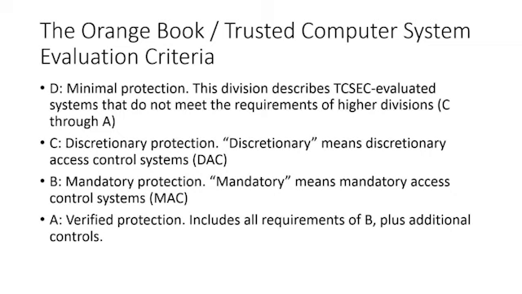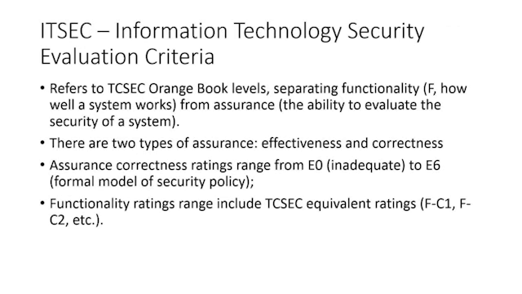DAC, mandatory protection at level B there, or MAC. And then A, we have verified protection. That includes all the requirements of B, plus some additional controls in there, and they call it the Orange Book because it is actually a book that's orange, a set of documentation that defines a lot more than what we have here. But again, I just wanted to highlight these because you should already have some experience with this material on the Orange Book.